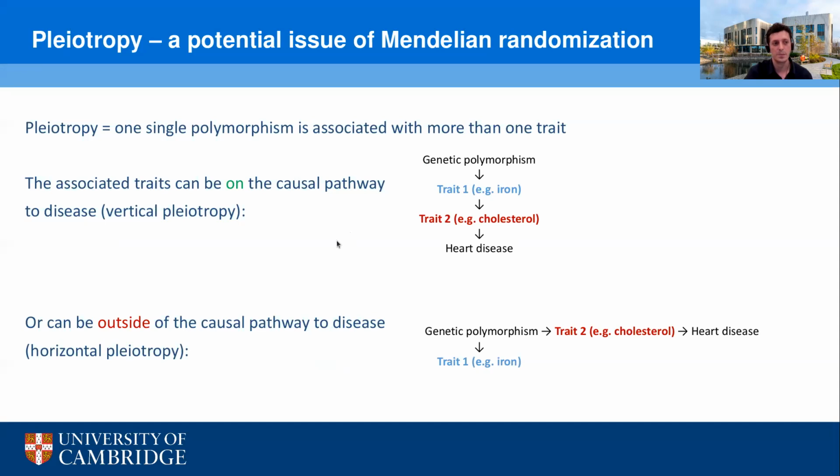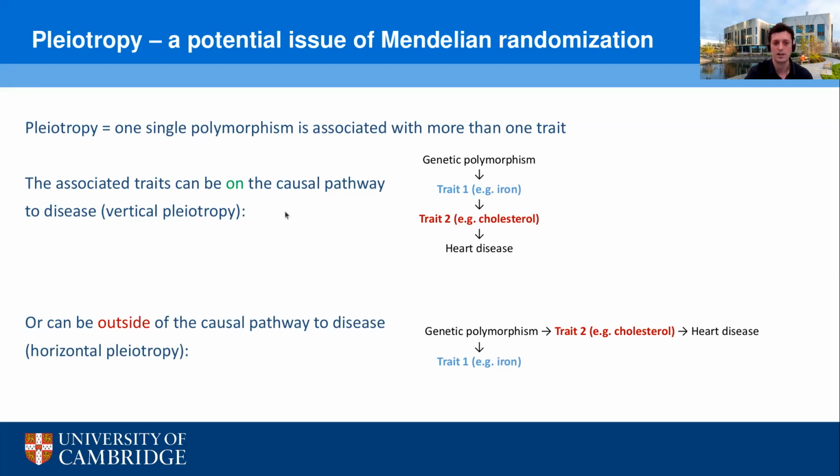However, Mendelian randomization studies have an important potential issue, which is called pleiotropy. Pleiotropy, in a stringent definition, means that one single polymorphism is associated with more than one trait. And as genomic studies become larger, this is becoming more and more frequent. Pleiotropy may be okay if the associated trait is on the causal pathway to disease.